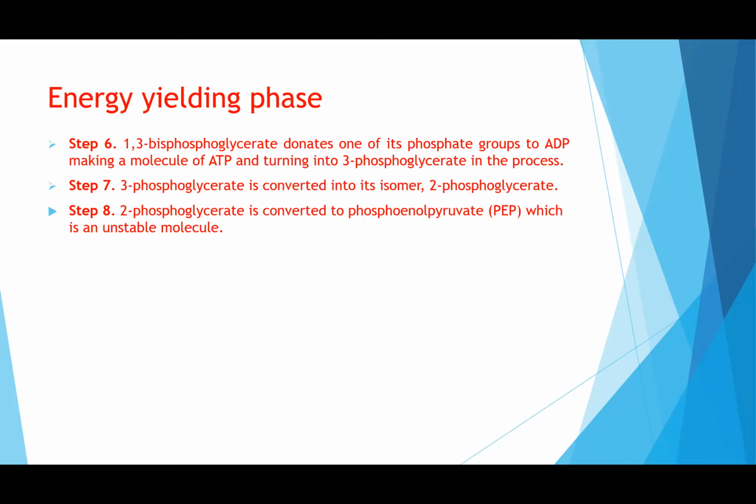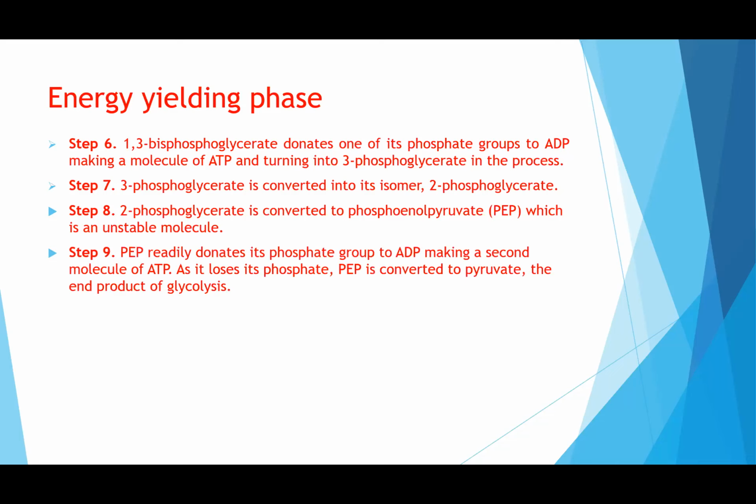Now let's move to the last step of the reaction. PEP readily donates its phosphate group to ADP, making a second molecule of ATP. As it loses its phosphate, PEP is converted to pyruvate, the end product of glycolysis. Right.